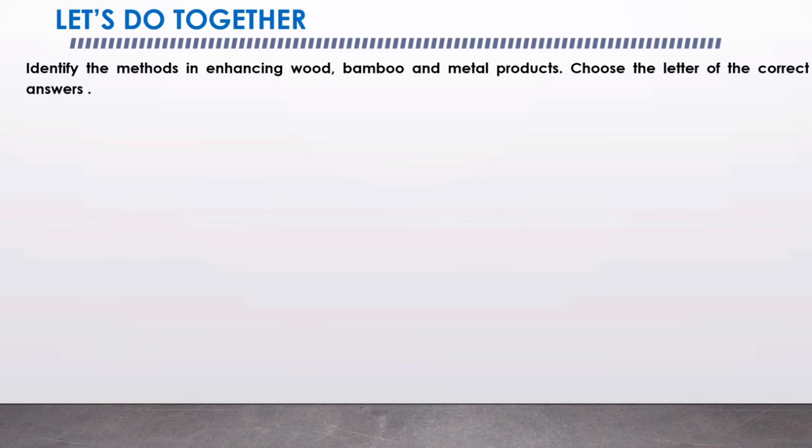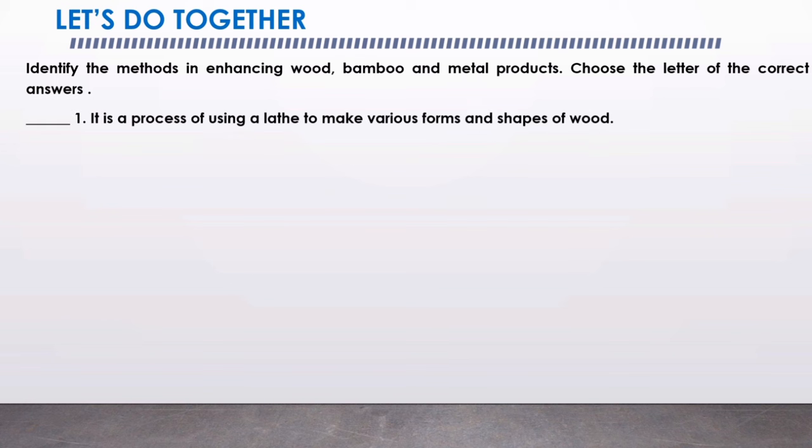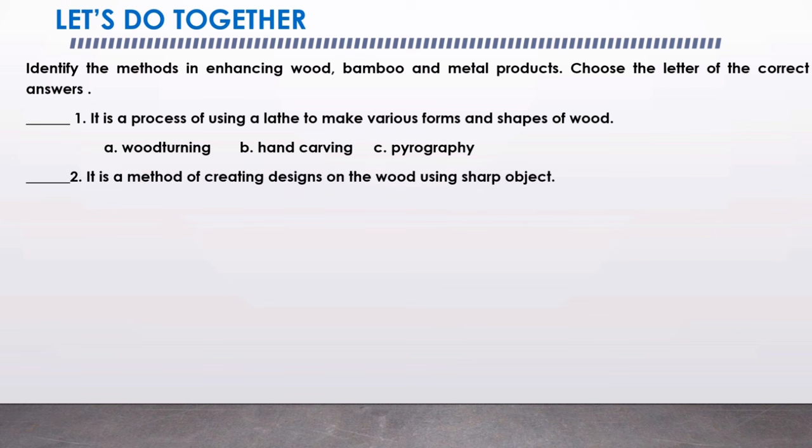Identify the methods in enhancing wood, bamboo, and metal products. Choose the letter of the correct answer. Let's have number 1. It is a process of using a lathe to make various forms and shapes of wood. Letter A, wood turning. B, hand carving. C, pyrography. Number 2, it is a method of creating designs on the wood using sharp objects. Letter A, pyrography. B, hand carving.